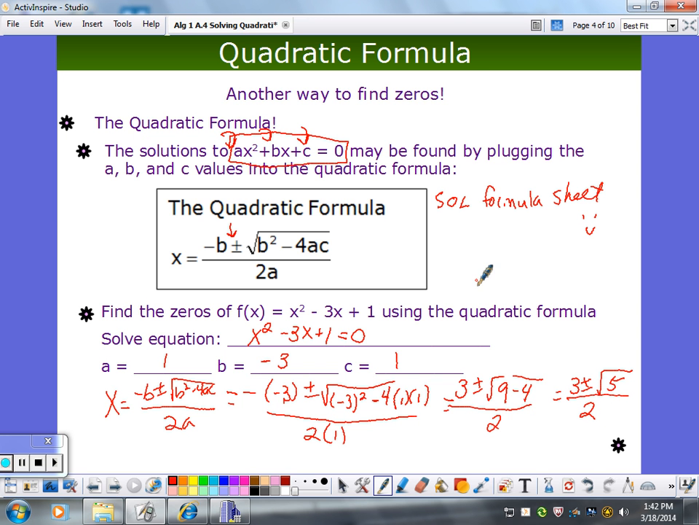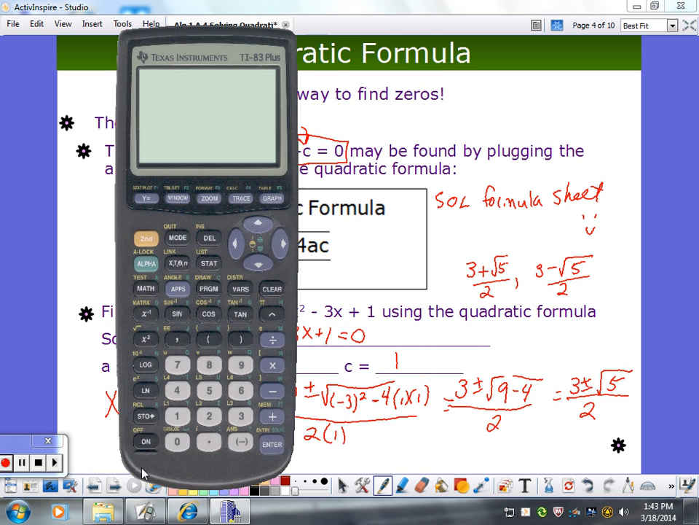So I have found two solutions: 3 plus the square root of 5 over 2, and 3 minus the square root of 5 over 2. If you want the exact value, this is that. Now if I was to graph this, my number sense is not that good. I don't know exactly what that is. Luckily, I got this guy to help me figure this out.